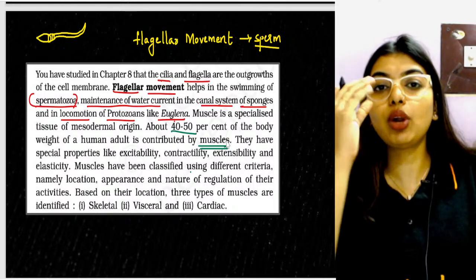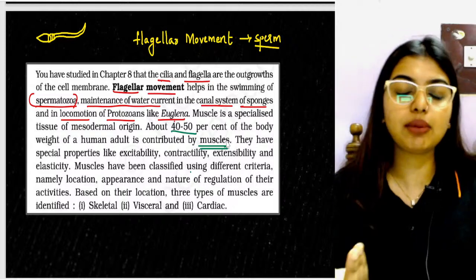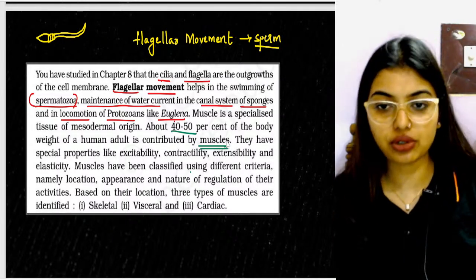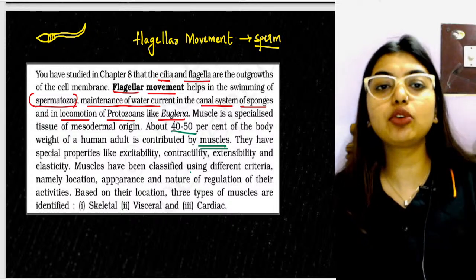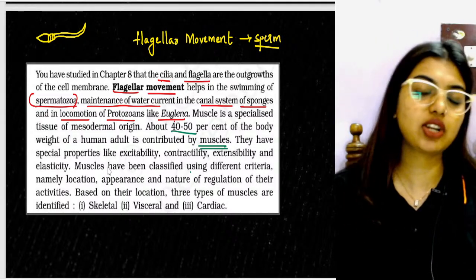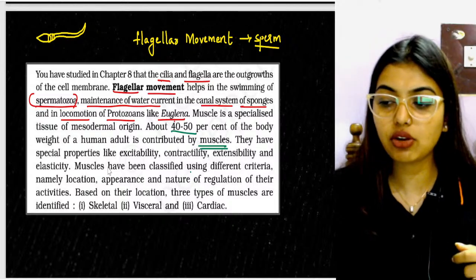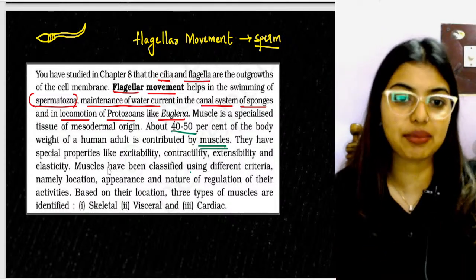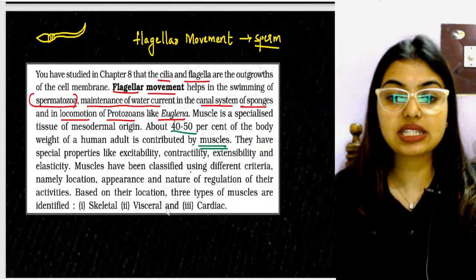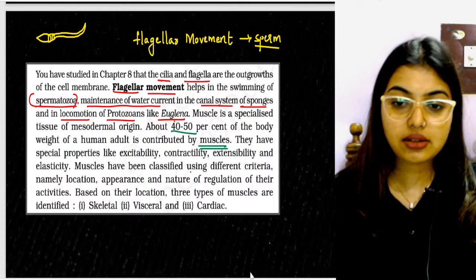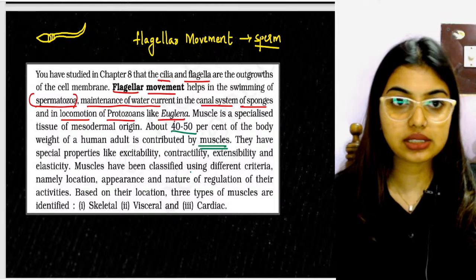About 40 to 50% of the body weight of a human adult is contributed by muscles. So students, why does a person become obese? It is because muscle weight will be reduced and the fat will be more. That is why people go to the gym and build their muscles. All the boys will be like, I have triceps, I have biceps. It's because they have muscles. Muscle gain has happened. Now they have special properties like, one second.